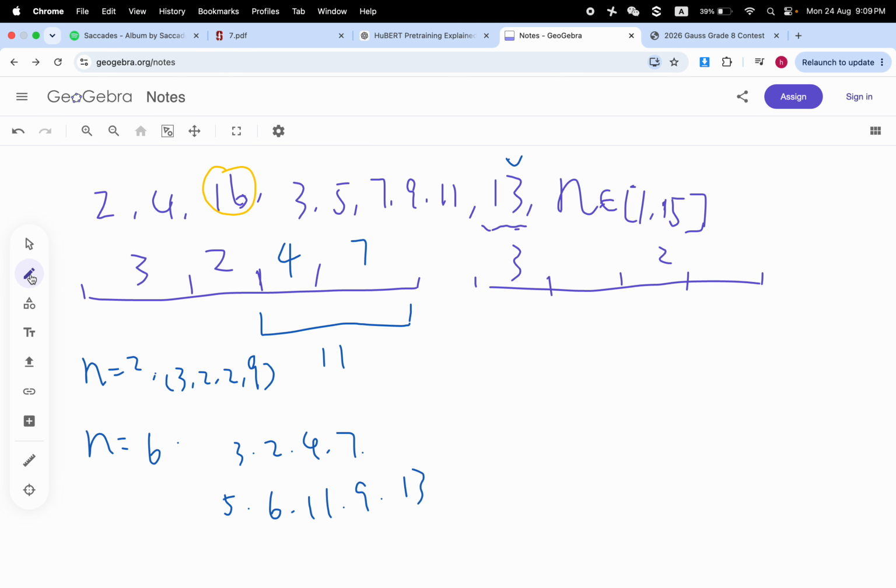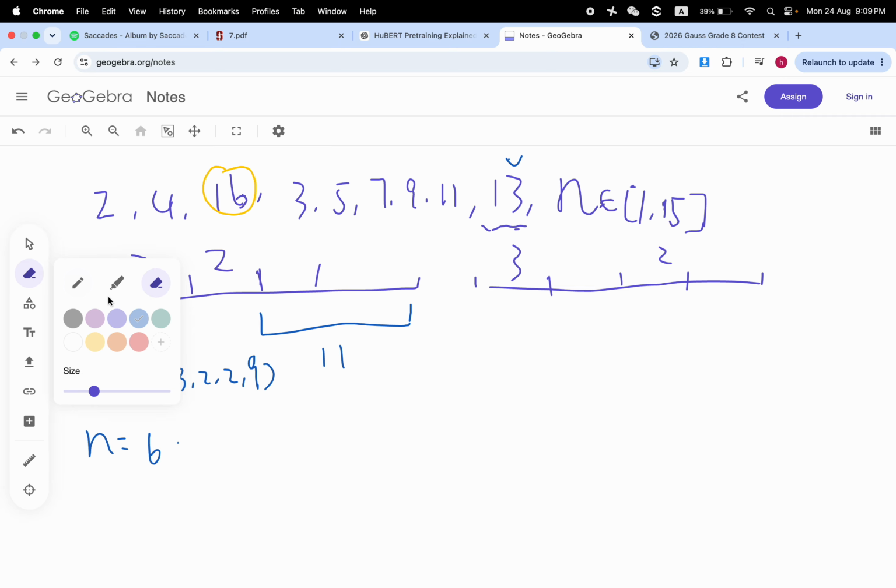Very good. So erase this thing. I don't need this anymore, but this is the case that can be useful to me. 3, 2, 4, 7. Good. And 2 plus 4 is 6. This is the new number we need.